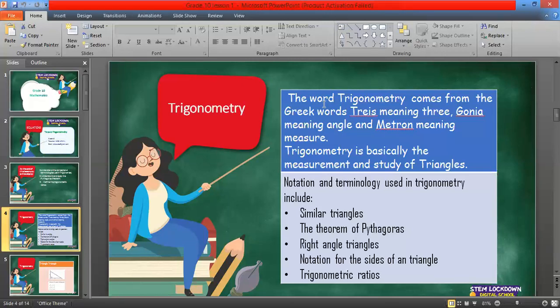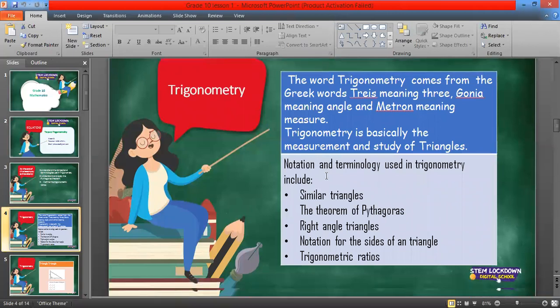But what type of triangle do we talk about? In trigonometry, we talk specifically about the right angle triangle. We have different types of triangle: the equilateral triangle, the scalene triangle, the right angle triangle. In trigonometry, we strictly deal with the right angle triangle.